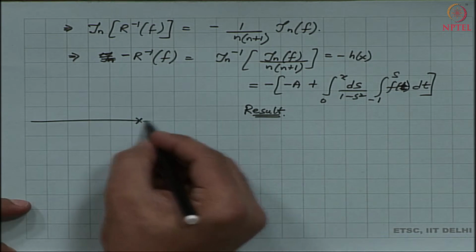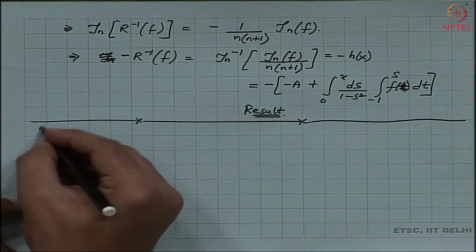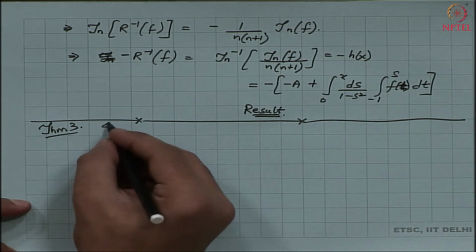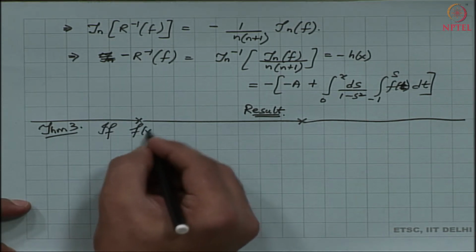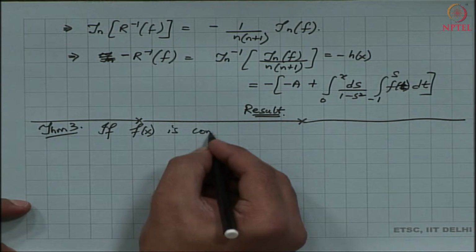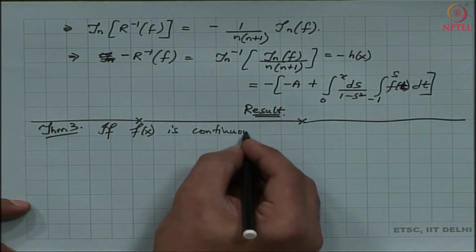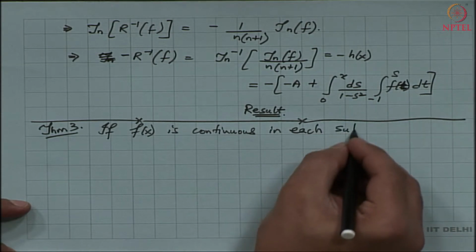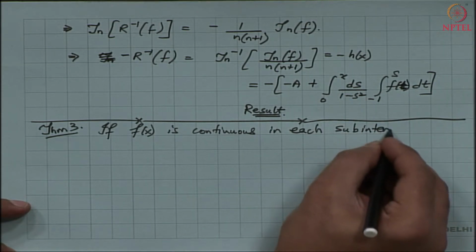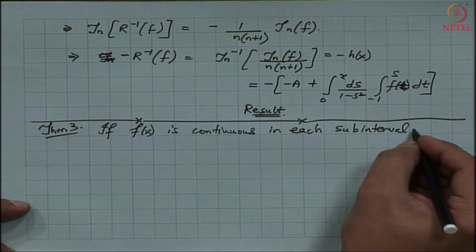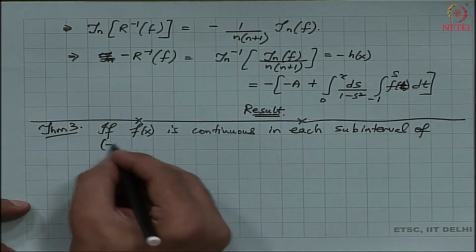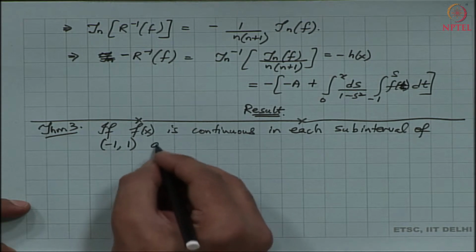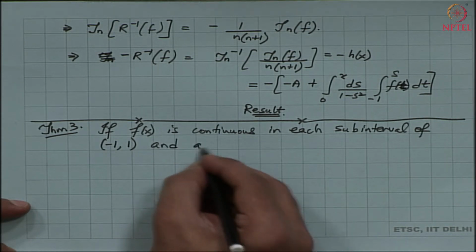Then I have one more result in another theorem. I state it in the form of another theorem. It tells me that if I am given a function f which is continuous in each sub interval of minus 1 to 1, so it is piecewise continuous, and I define another continuous function.